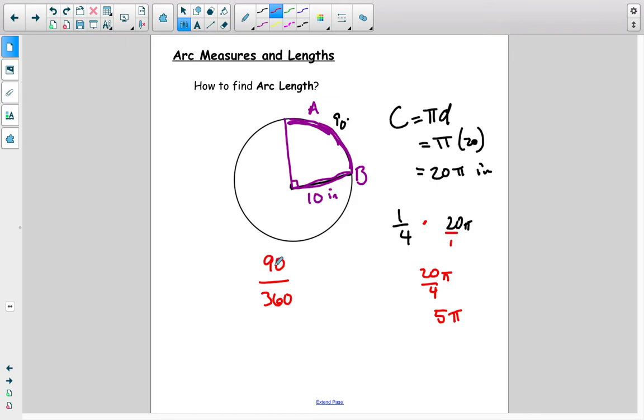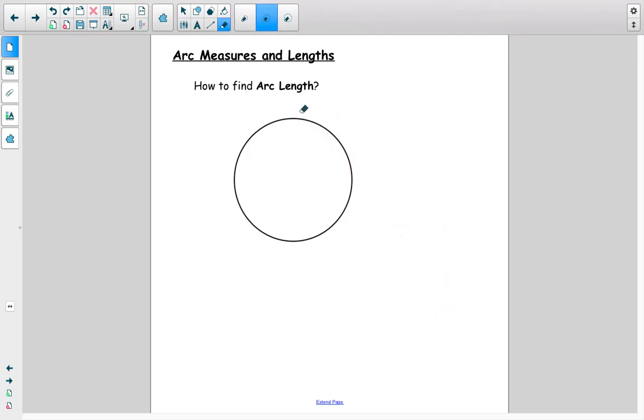Now, what if it wasn't a nice number like 90? Like I said, it could be some other weird amount. So I'm just going to clear this out just to give you an example. You don't have to recopy the whole thing. But let's say it was like, I don't know, this is 26 degrees. Okay, this is 10 inches.